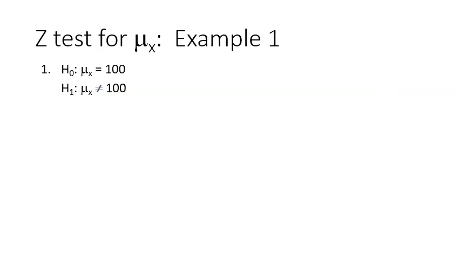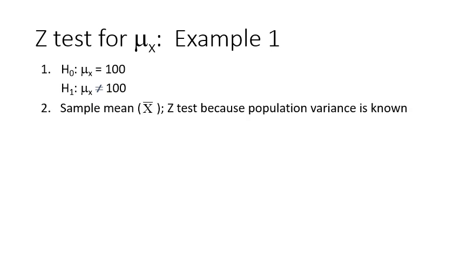So we've got our hypotheses here, our null and alternate hypothesis. Again, the alternate is that our mean is not equal to 100, and the null is equal to 100. Then we've got our test. We are doing a z-test, so this would be a one sample z-test for the mean.